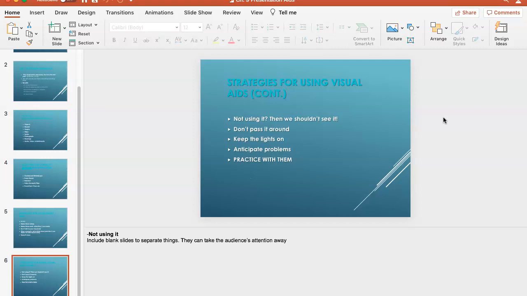I'm not saying make it super bright to where there's a glare and they can't even see your visual aid if it's something on a computer or a projector, but keep it dim, not pitch black. Anticipate problems. Prepare for technology to fail. That is the biggest thing.